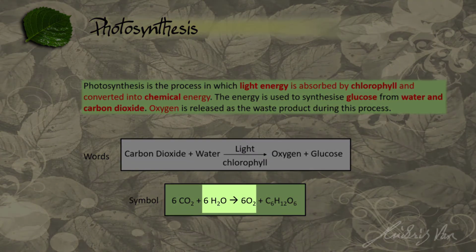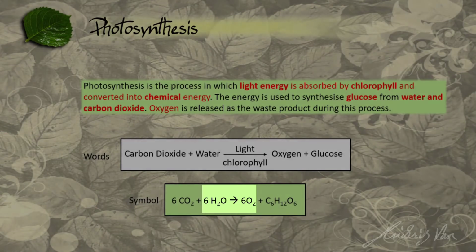So the oxygen here comes totally from water. It does not come from the carbon dioxide. In primary school, you might have a misconception that the plant takes in carbon dioxide and gives out oxygen, so the oxygen might be from carbon dioxide. No, that's not true. The oxygen actually comes totally from the water, which you will learn later on.